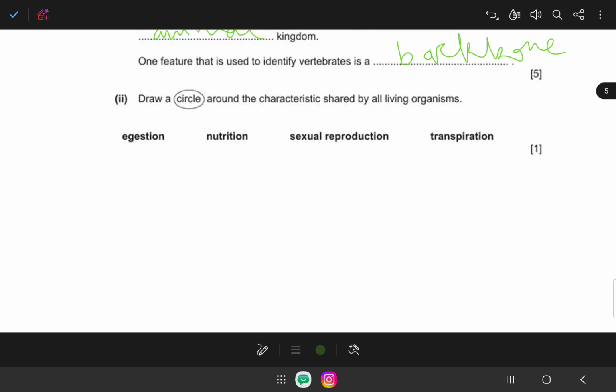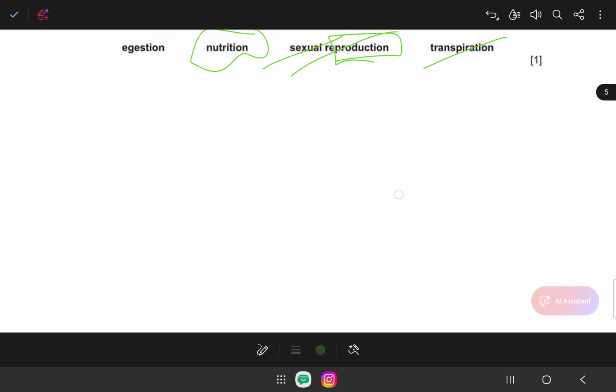Draw a circle around one characteristic shared by all living organisms. If it was reproduction alone, yes, but it's sexual, so that's not true because there are many plants that can reproduce asexually. Transpiration is just for plants. Digestion, I haven't learned it yet, but the answer is nutrition because that's one of the MRS GREN.